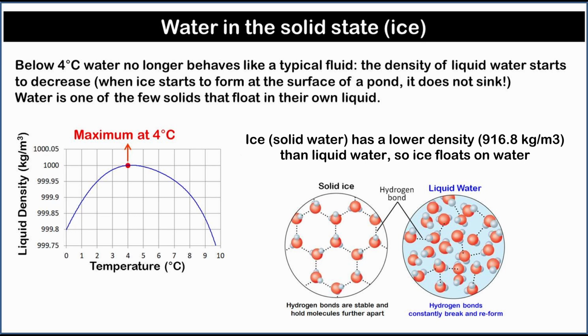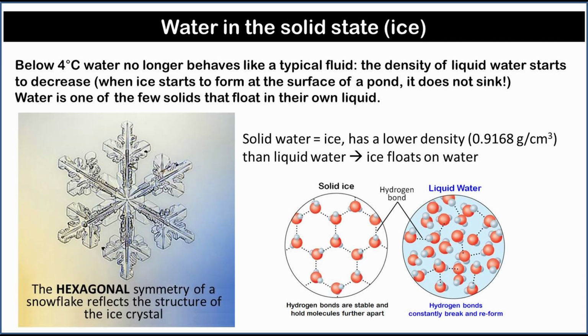Note that when ice starts to form at the surface of a pond, it does not sink. Water is one of the few solids that float in their own liquid. Why is ice less dense than liquid water? In liquid water, hydrogen bonds constantly break and reform. In solid ice, hydrogen bonds are stable and hold molecules further apart, so the density of ice is lower than liquid water. The hexagonal symmetry of a snowflake reflects the structure of the ice crystal.